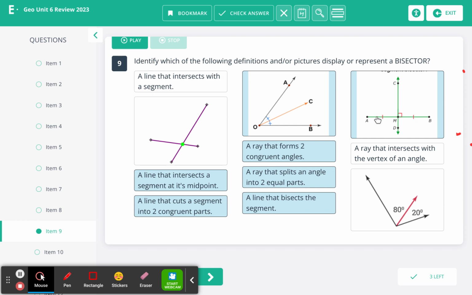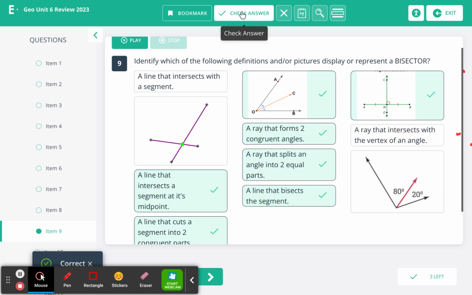This picture up here is also going to work because line CD cuts segment AB exactly in half. You can see because of those single hashes there. A ray that intersects with the vertex of an angle. Just intersecting is not enough. It's got to cut it exactly in half. And the bottom one, 20 and 80 aren't equal. So that red ray does not work. So this is quite a few answers, but all of these are true. Okay.